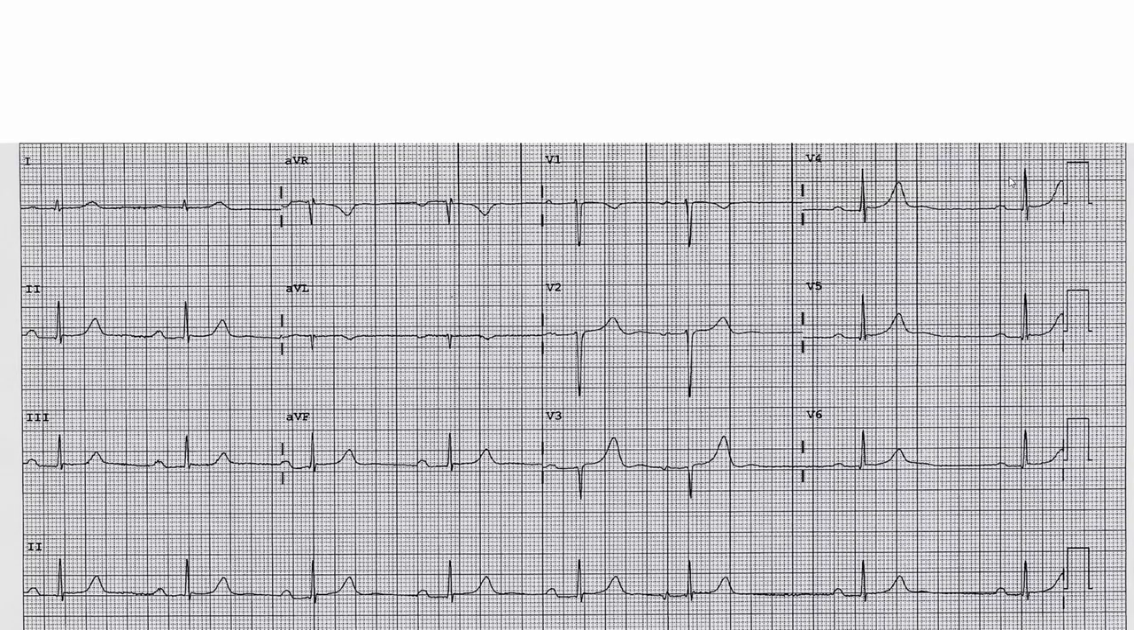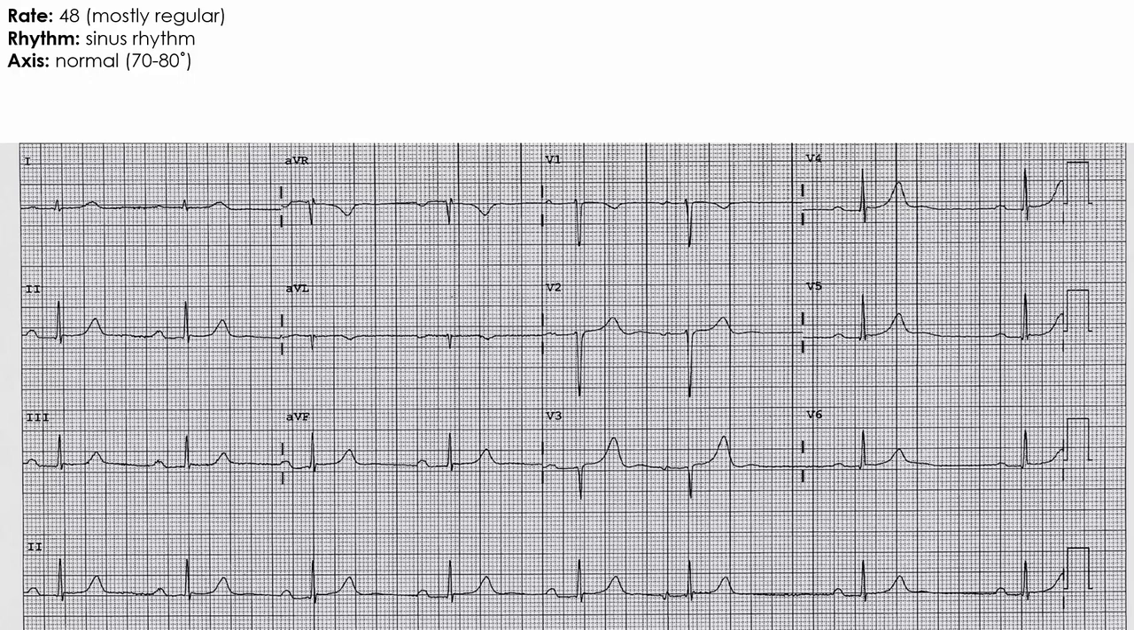Alright, here's another example. Get you to pause it, and then I'll describe it. So the rate is 48, and it's mostly regular. We'll get to that in a second. So we have a sinus rhythm, a sinus bradycardia based on that rate.